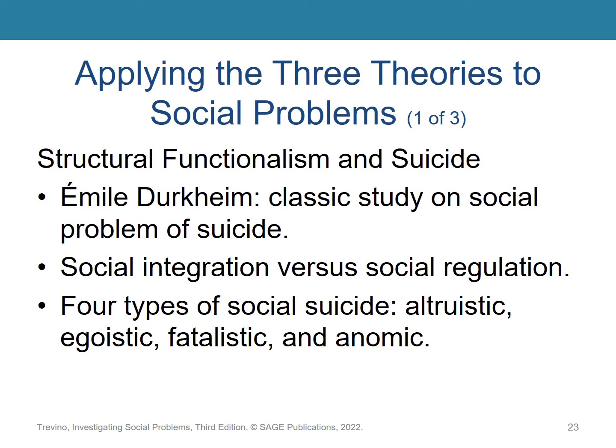Now we apply the three theories to social problems, starting with structural functionalism and suicide. You have Emile Durkheim's classic study on the social problem of suicide, social integration versus social regulation. And you have four types of suicide: altruistic, egoistic, fatalistic, and anomic. Please refer to your book and review those concepts in detail.